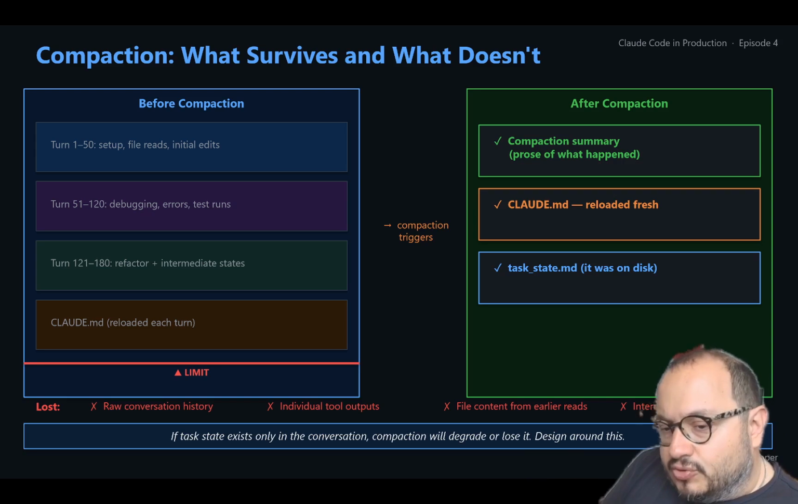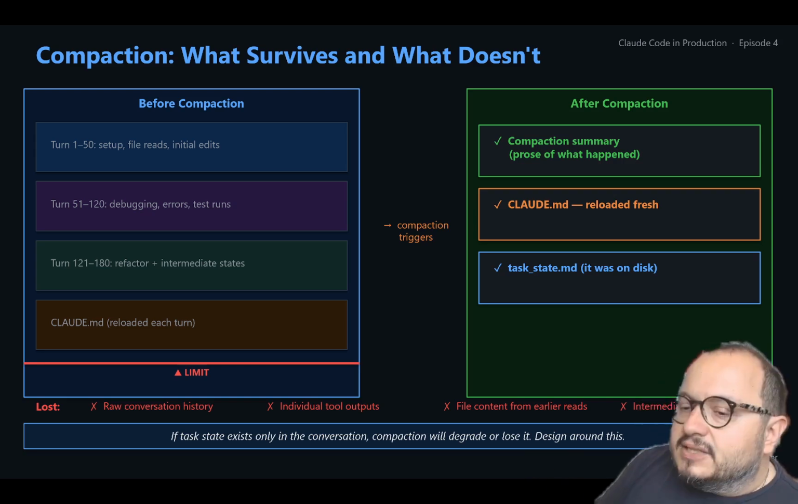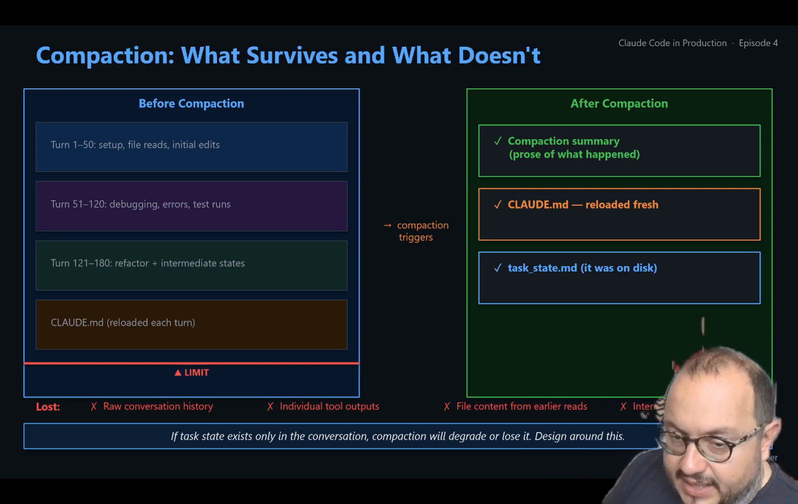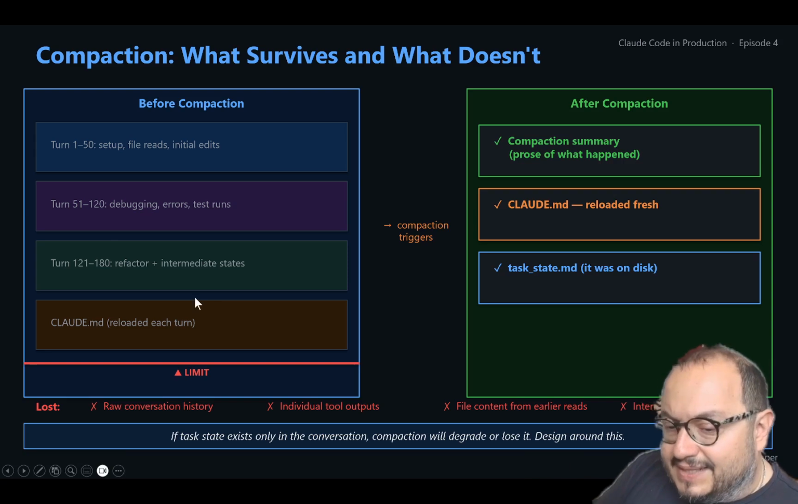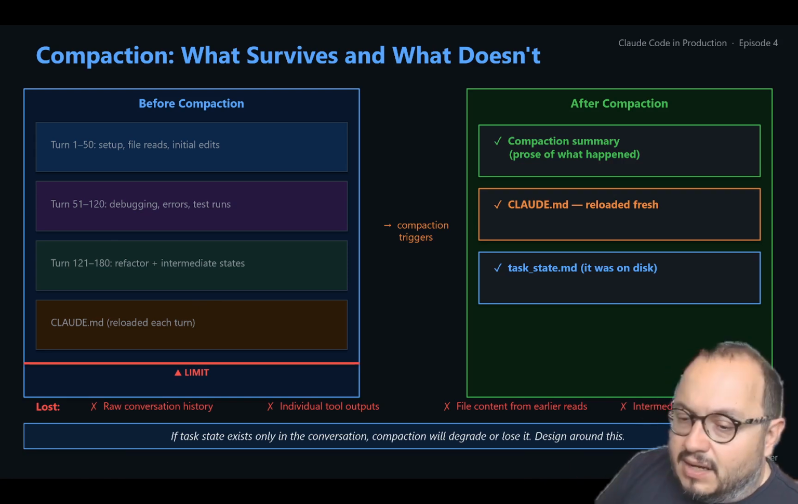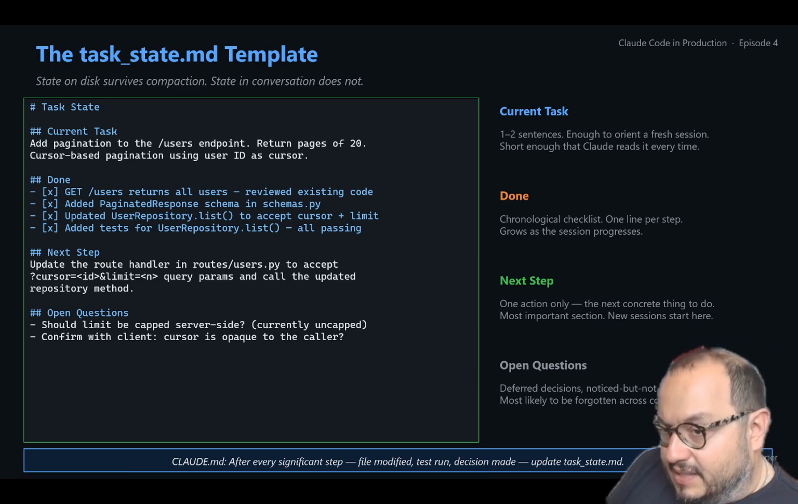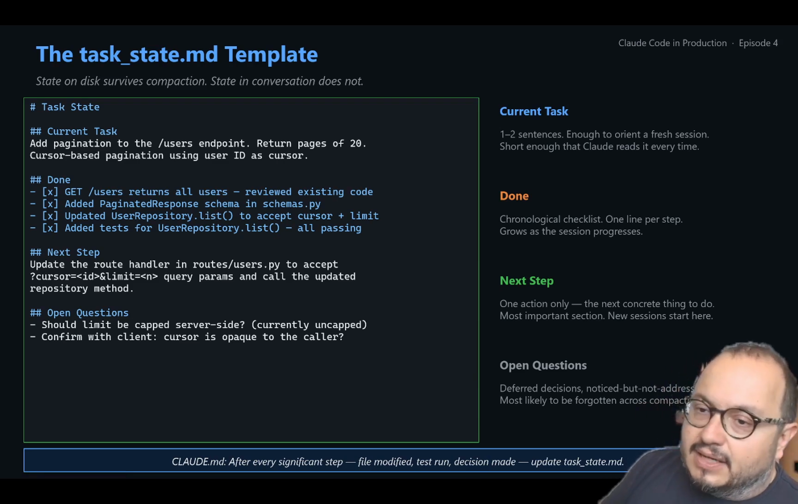The correct response to this is not to avoid long sessions. It is to design your setup so the important task state is in files, not in the conversation. The solution is the state in file pattern. Here's how I implement it. The task state file is the single most important pattern in this series. The idea is simple. The current task state lives in a file, not in a conversation.